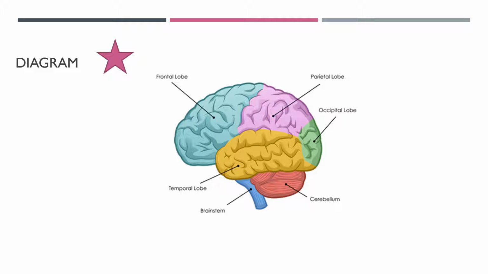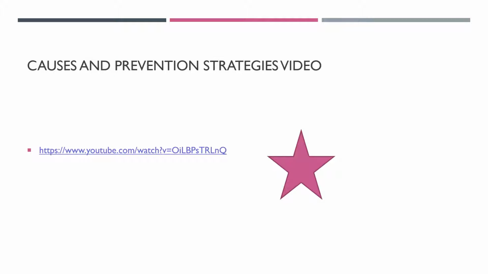This is just a diagram of all the parts of the brain that I just went over. And then this is just a video on causes and prevention strategies for traumatic brain injury, specifically for children. It's only a 2-minute video, and I thought it was very informational and helpful.